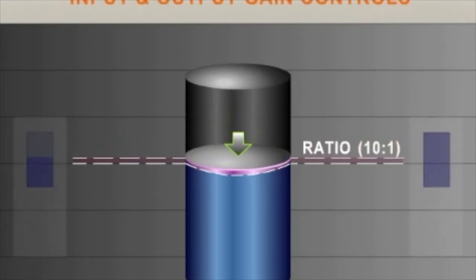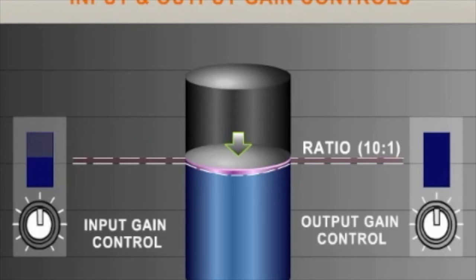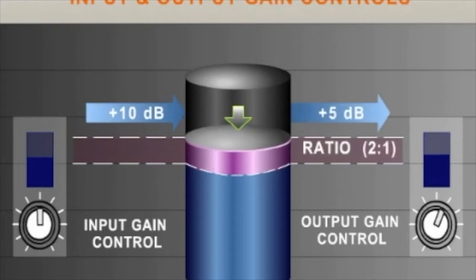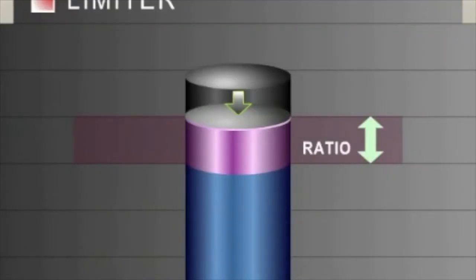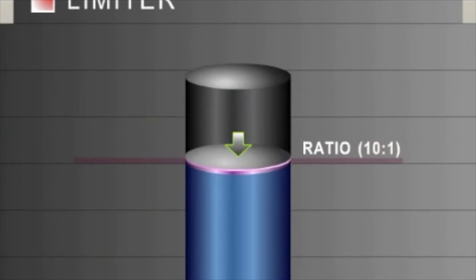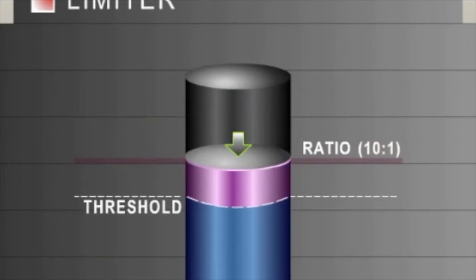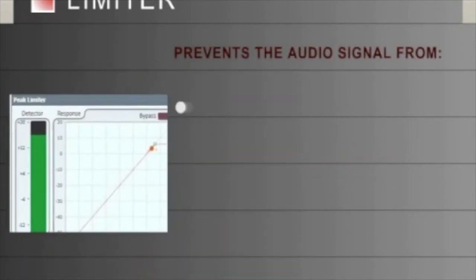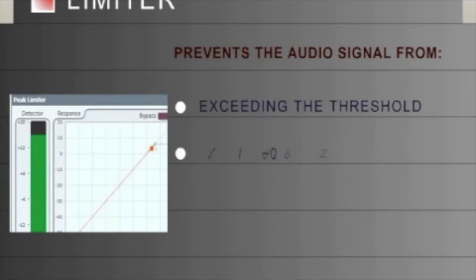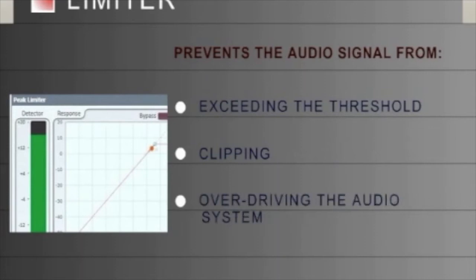The input and output gain controls allow the user to compensate for any signal attenuation through the unit in order to maintain a consistent volume throughout the signal path. A limiter is a compressor with a fixed ratio of 10:1 or greater. Limiters also have an adjustable threshold control which allows the user to determine the point where the limiter activates. The limiter prevents the audio signal from exceeding the threshold. Limiters are used primarily to prevent the audio signal from clipping and overdriving the audio system.